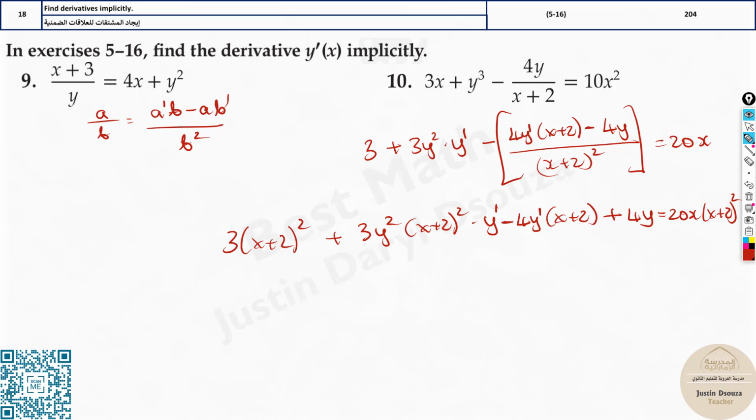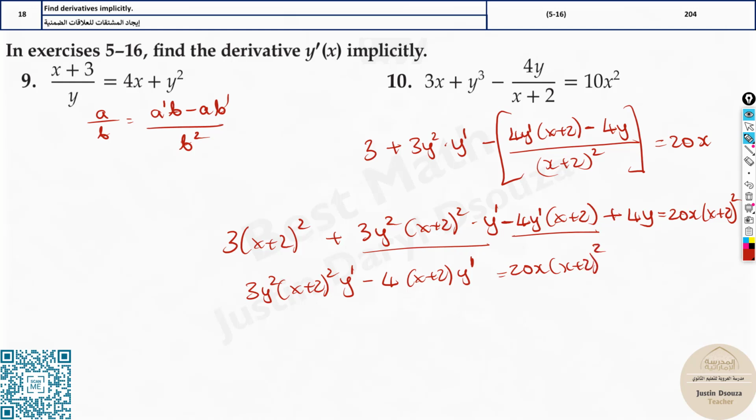Now what else we will do is keep the y prime terms. See over here, this has y prime, this has y prime. All the other terms go to the other side. So let me write 3y squared (x plus 2) the whole square y prime minus 4y. Let me write y prime at the end, (x plus 2) y prime. The reason is I'm going to remove this common factor in the next step, equals 20x into (x plus 2) the whole squared. This to the other side would be minus 3(x plus 2) the whole power 2.